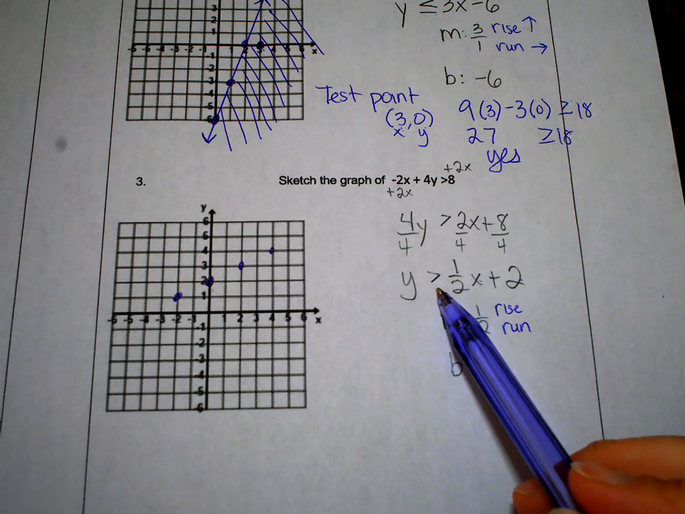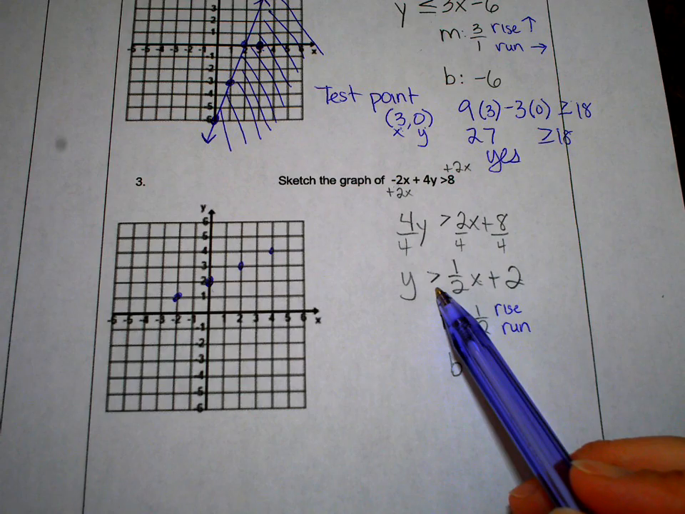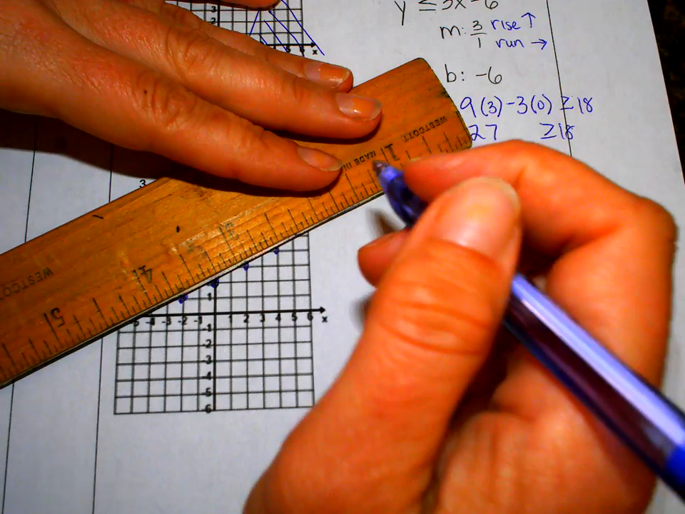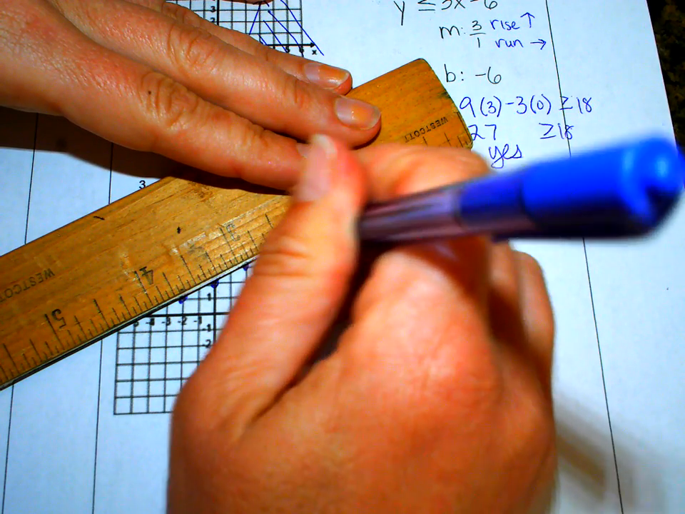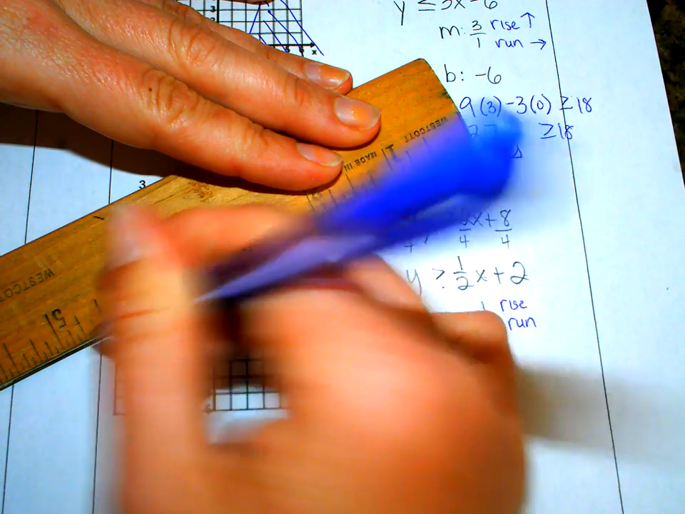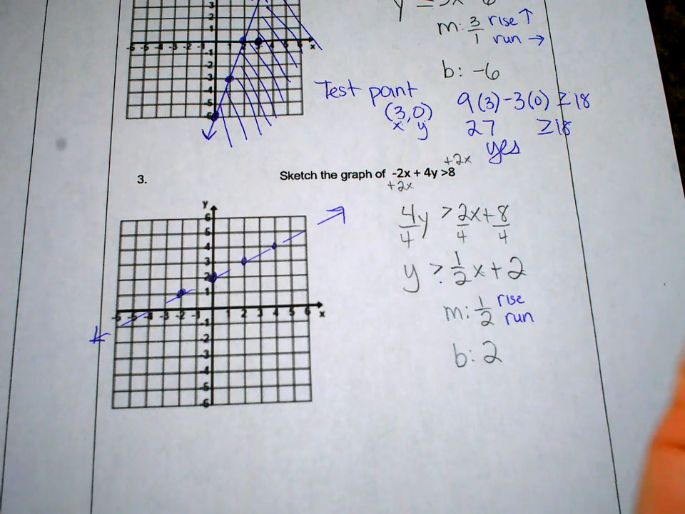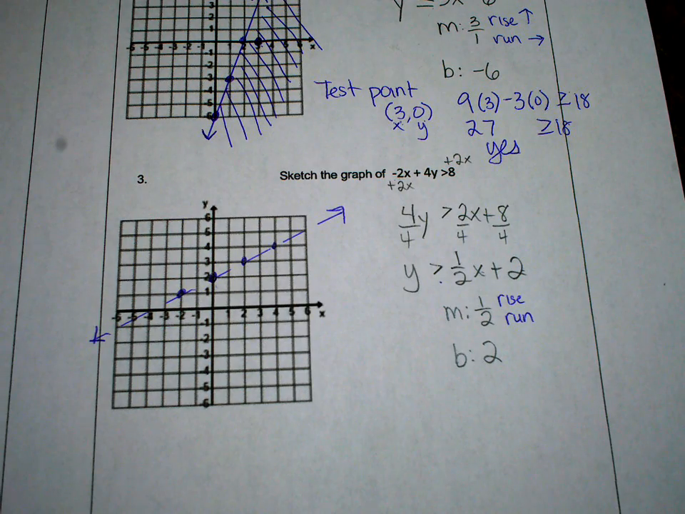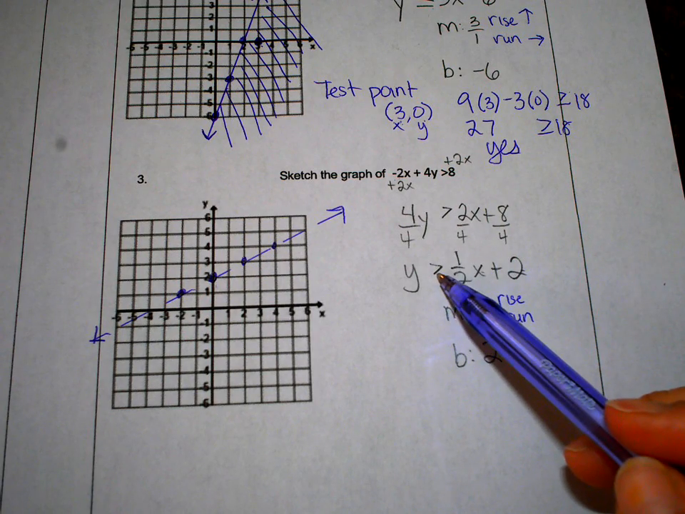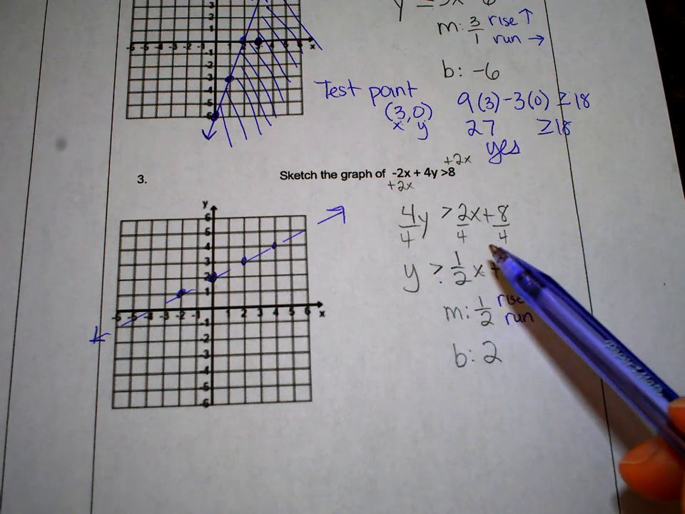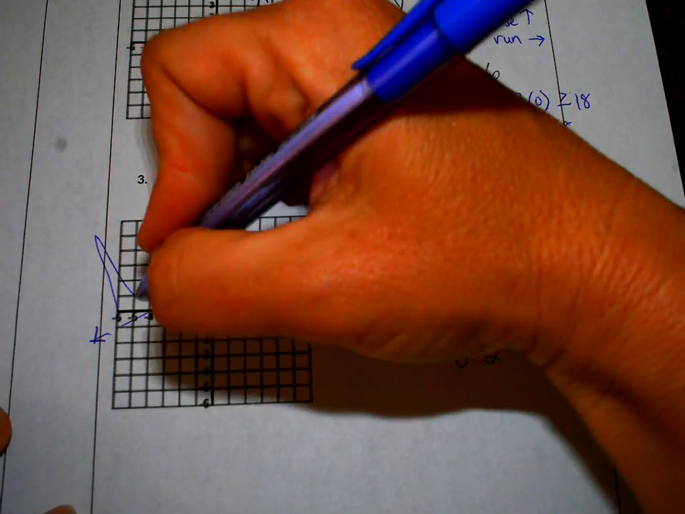Look at the inequality. Is that a solid or is that a dotted? It's a dotted. And the shading says greater than the line, bigger than the line, above the line, higher than the line, all the way up here.